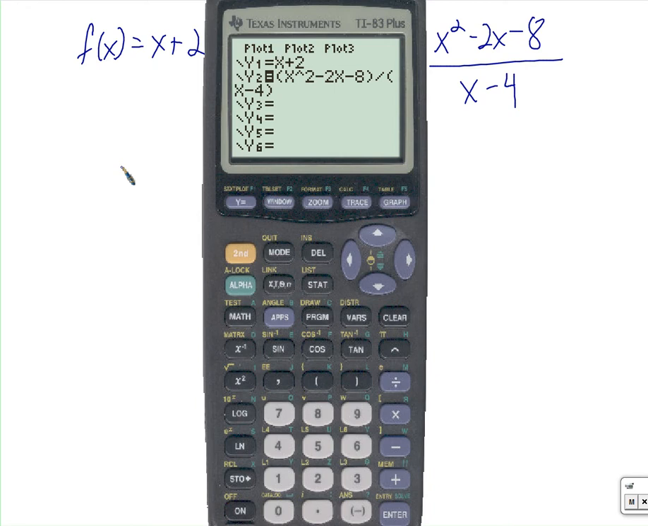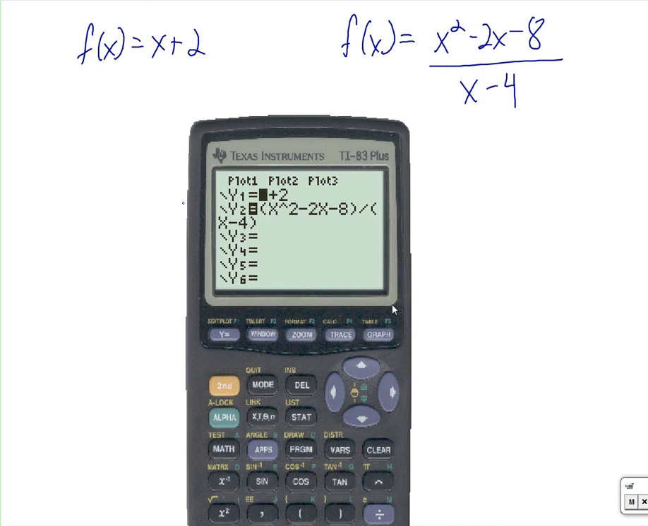Let's see. Let's put in something else that doesn't cause a problem. Let's put 3 into this function. What do we get out of this function? 5. Here, let's give these different names so we can keep track of these things.